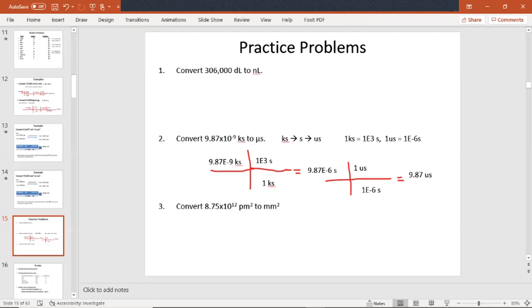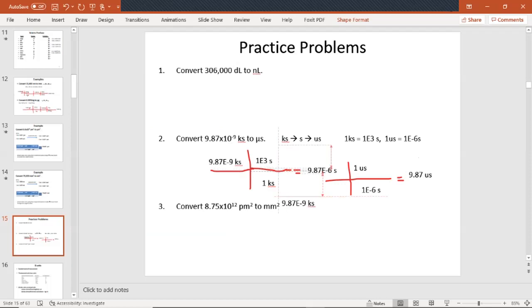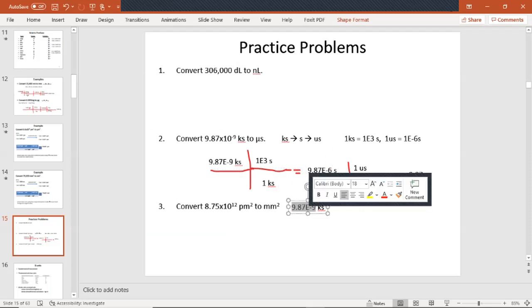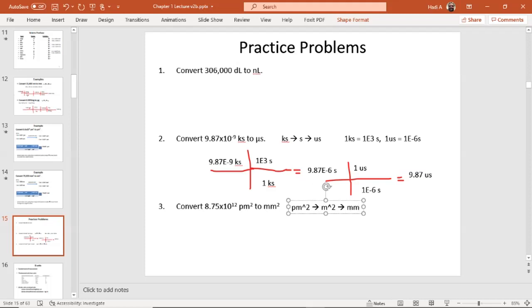In the next example, we want to convert picometers squared to millimeters squared. So what we're going to do is we're going to take picometers squared, convert it to meters squared, convert it to millimeters squared. And the reason I know we need to square these is because our original units are squared units. So now we need the normal conversion factors.